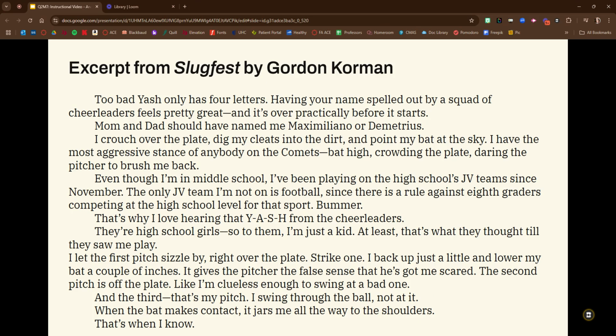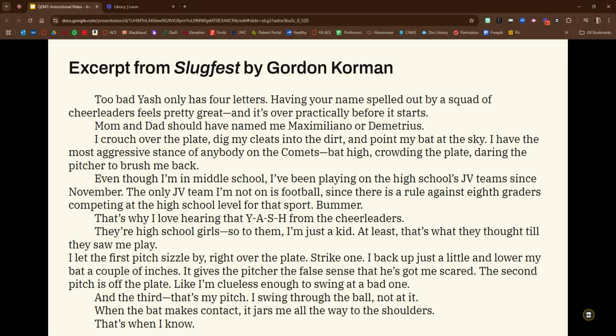Too bad Yash only has 4 letters. Having your name spelled out by a squad of cheerleaders feels pretty great. And it's over practically before it starts. Mom and Dad should have named me Maximiliano or Demetrius. I crouch over the plate, dig my cleats into the dirt, and point my bat at the sky. I have the most aggressive stance of anybody on the Comets. Bat high, crowding the plate, daring the pitcher to brush me off.